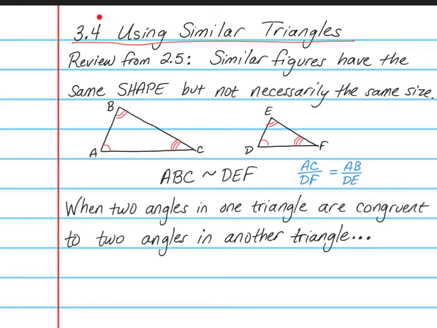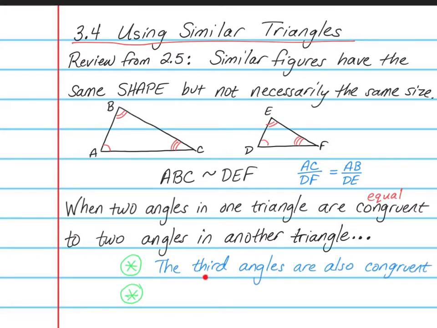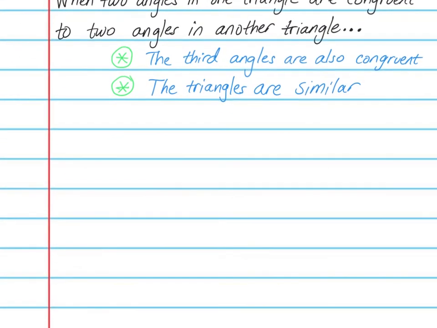So for section 3.4, we're using this idea. We're going to start with this concept. When two angles in one triangle are congruent, remember that's a different way of saying equal, to two angles in another triangle, two things happen from that. The first thing is that the third angles are also congruent. The second thing is that the triangles are similar. All right, let's look at an example that has to do with this.